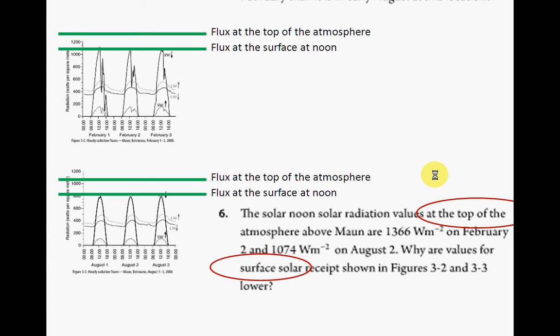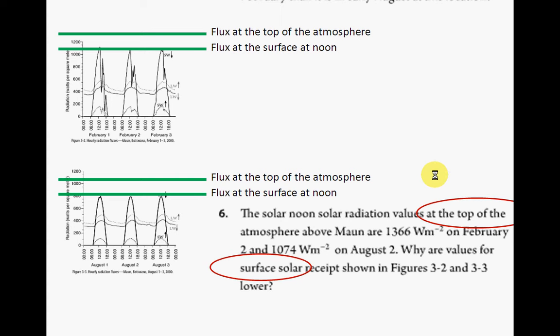If you add some little lines here, what they're trying to say is, take the February diagram. We've got a peak of about 1,100 watts per square meter, the most radiation that's ever making it to the ground over this station in Botswana. But at the top of the atmosphere, which I have circled there, above Mon, the actual flux of radiation from the sun is 1,366 watts per square meter.